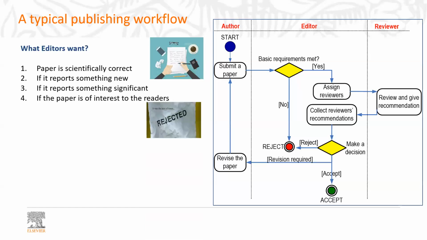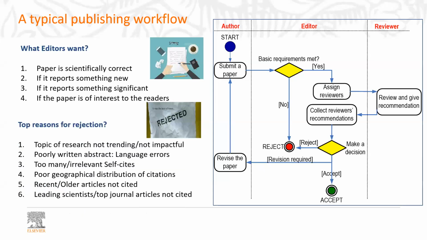Let me quickly take you through the other way around. Let's see what could be the reasons for rejection. The first is the topic. Sometimes it happens that we don't put that much emphasis on the topic, but let me tell you one thing, the topic plays a very important role, because that's the first thing that the editor normally looks at in your paper.